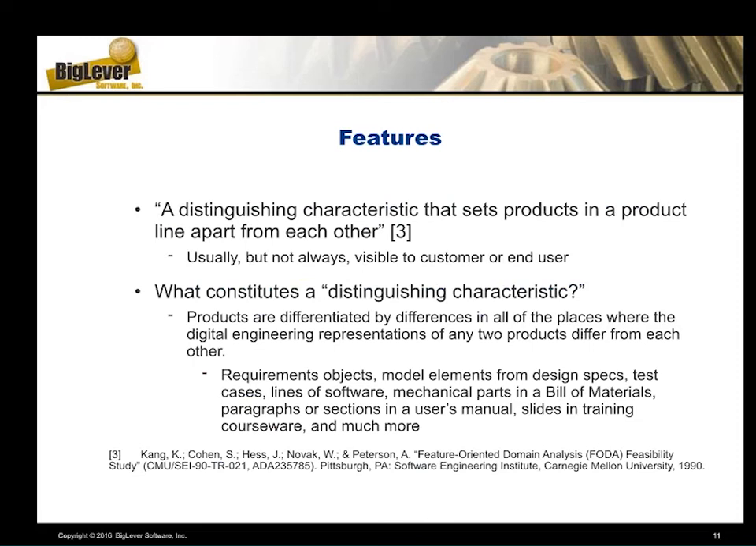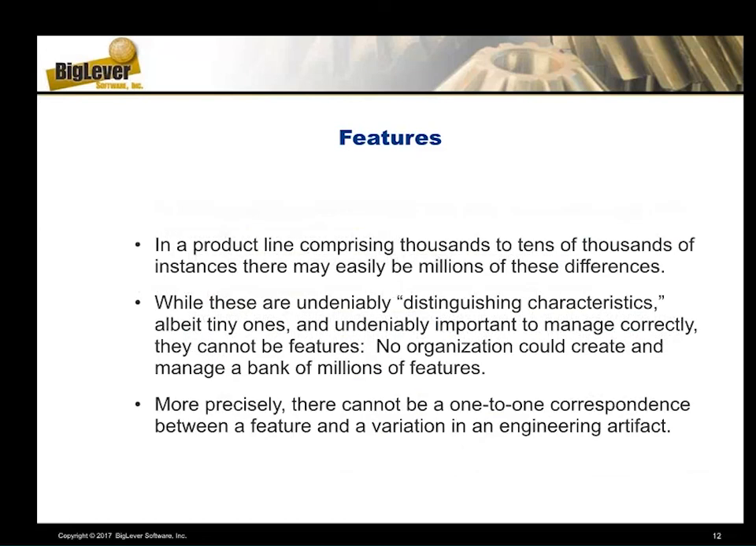Well, what constitutes a distinguishing characteristic? Products, at the end of the day, are differentiated by the differences in many, many places. So you can look at the digital engineering representations of 2 different products and do a conceptual diff on all of those and see what the diff tells you. And those are distinguishing characteristics. Requirements objects could be different from product to product, model elements from design specs, test cases, individual lines of software, mechanical parts in a bill of materials, a single part maybe, a paragraph or a line in a user's manual. I mean, it goes on and on and on. And so, undisputedly, those are distinguishing characteristics.